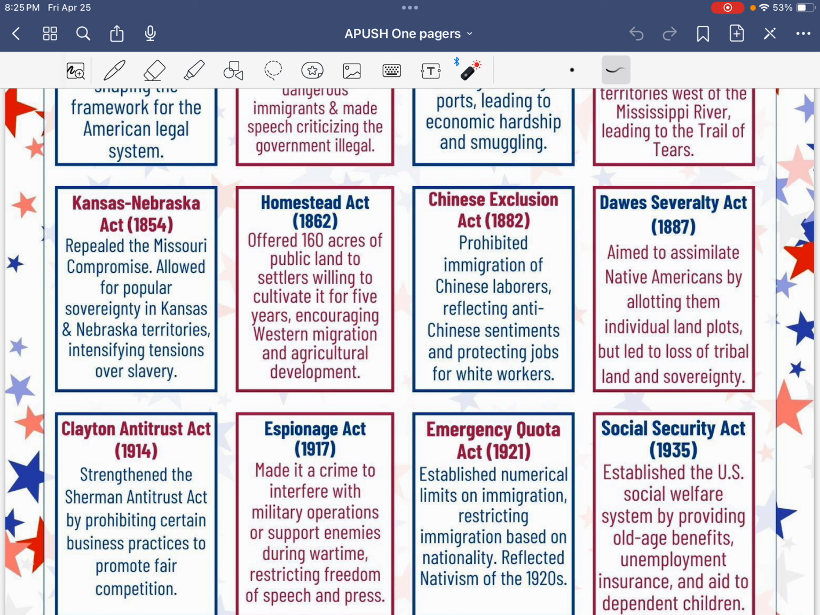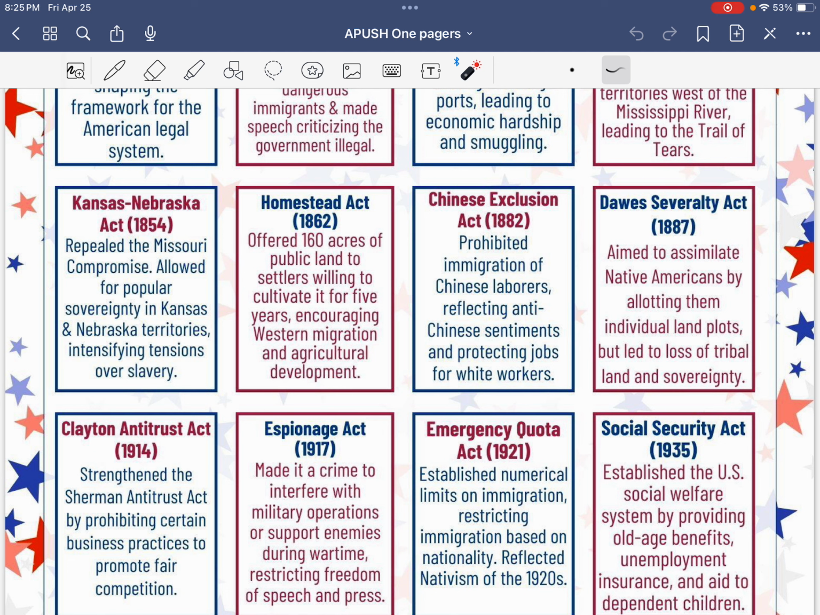We have Northerners flooding into Kansas to try and vote it to be anti-slavery. We have people from Missouri flooding into Kansas trying to make it be a slave state. And it's just considered a prelude to the actual Civil War. Just kind of shows that political compromise about slavery ain't gonna happen anymore.